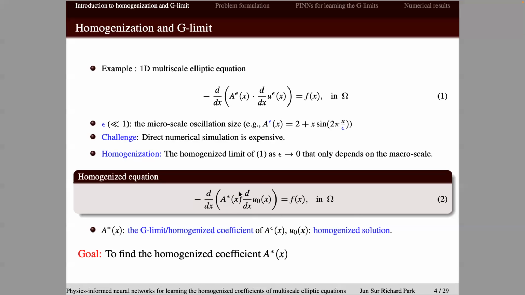So this smooth coefficient here in this homogenized equation is called the G-limit, or homogenized coefficient. And this U0, the solution of equation 2, is called the homogenized solution. From the later slides, we'll always call these the multiscale coefficient and multiscale solution, A epsilon and U epsilon. And A star is our G-limit or homogenized coefficient, and U0 is going to be our homogenized solution. So the goal of homogenization is to find the G-limit here in this homogenized equation.